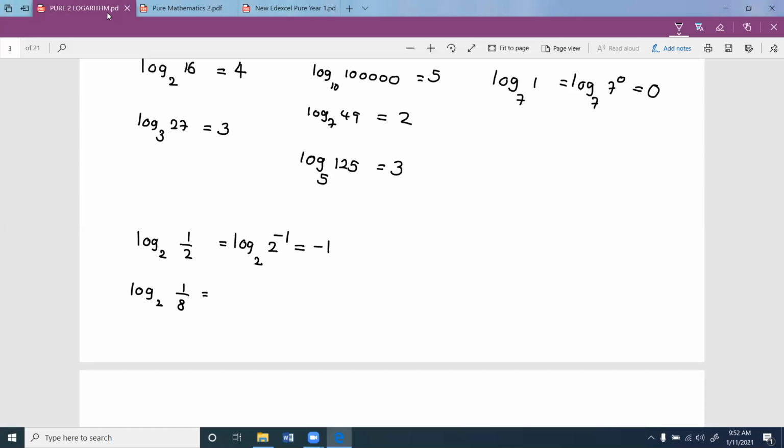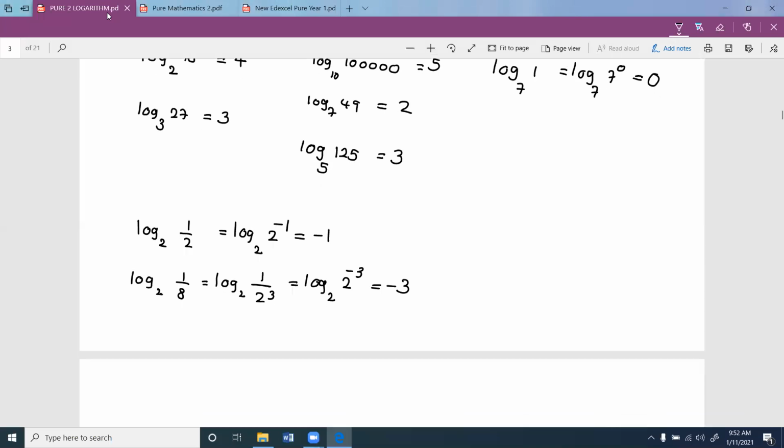Okay. Then if I ask you log 2, 1 over 8. We know that this is log 2, 1 over 8. But 8 is 2 to the power 3. Then this is turned into log 2, 2 to the power minus 3. Then what would be the answer? Answer is minus 3. That is how it comes, right? Great. Then let's go to another one.